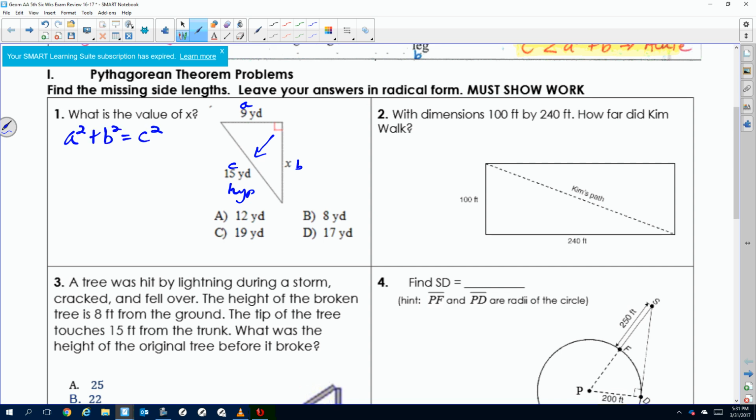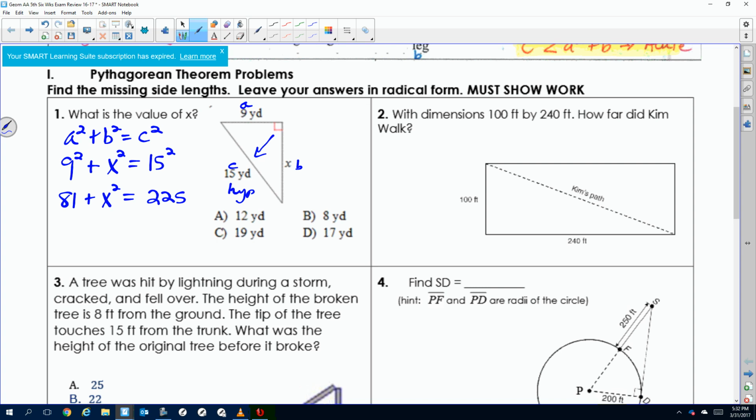Plug in the parts to the formula. A is the 9, so we're going to do 9 squared. B is the x, so we put x squared. And c is the 15, so we make that 15 squared. Use a calculator or your mental math, that wonderful brain of yours. Go ahead and get 81 plus x squared equals 225.